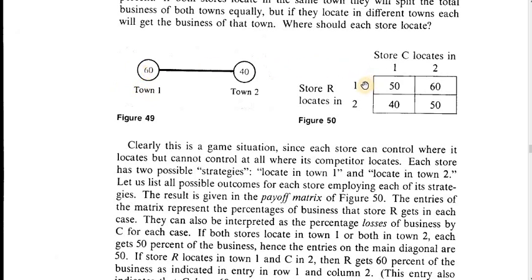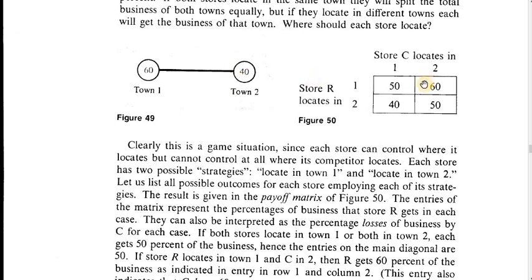If store R is in town 1 and store C locates in town 2, then store R gets the business of town 1 because store R is closer to the people in town 1. And store C gets the business in town 2, which is only 40%.